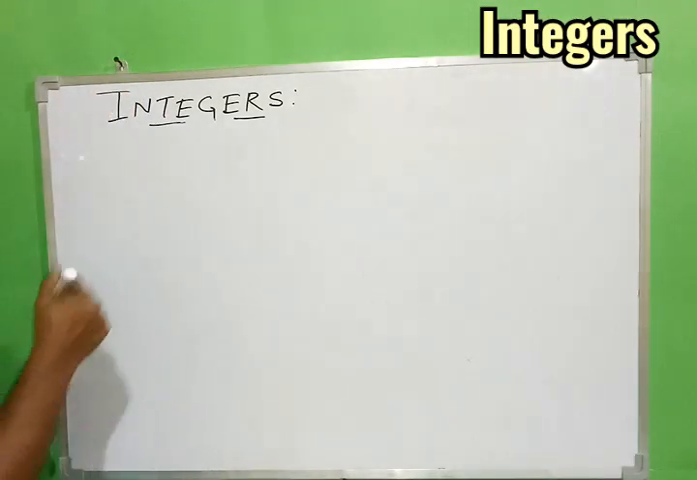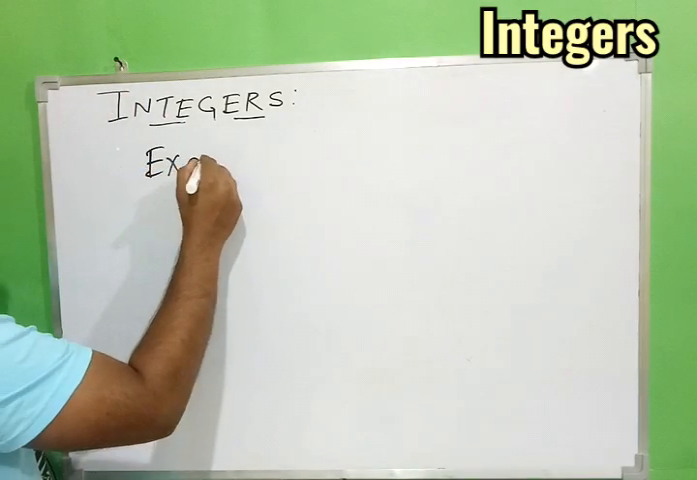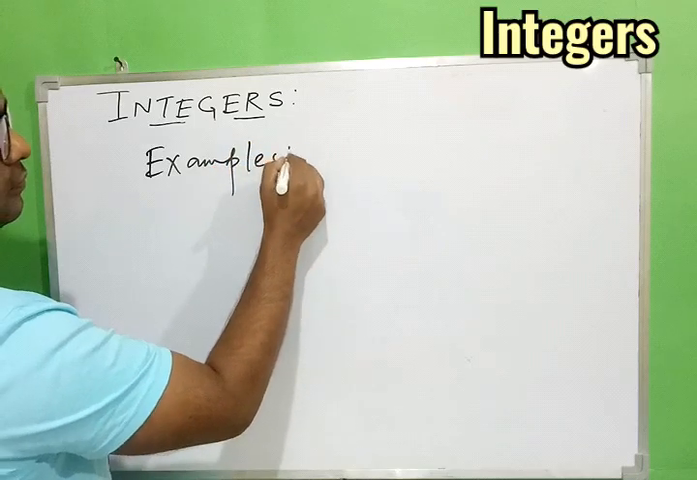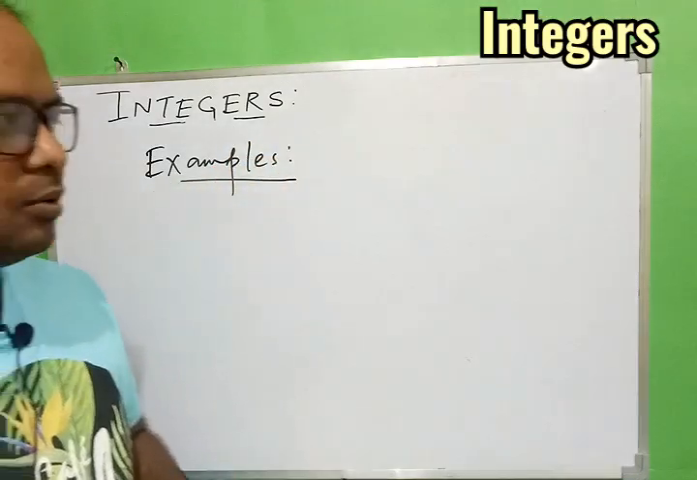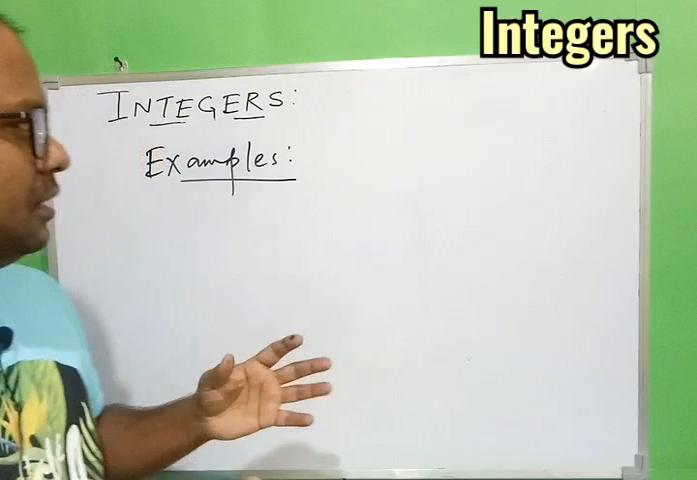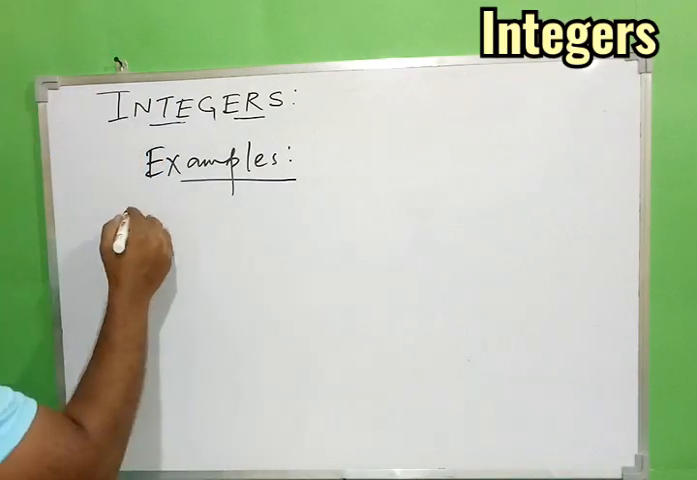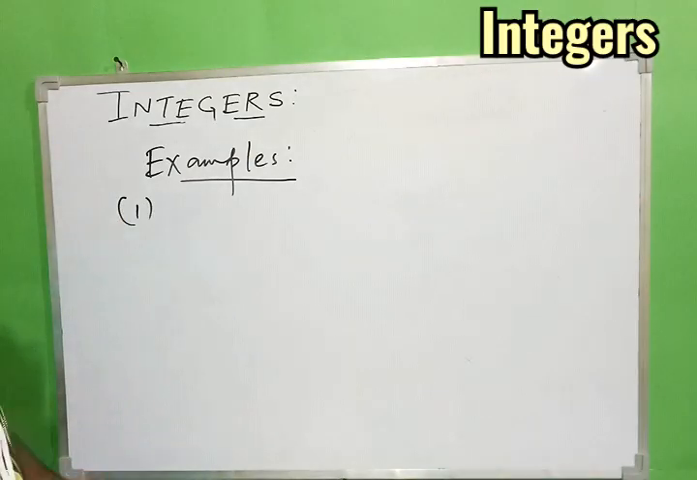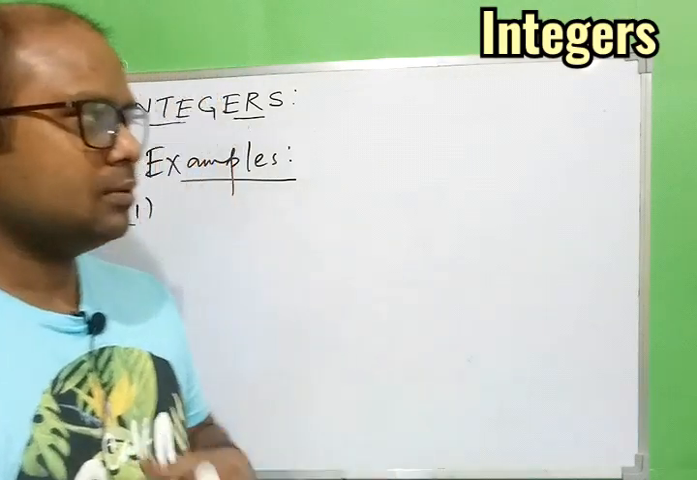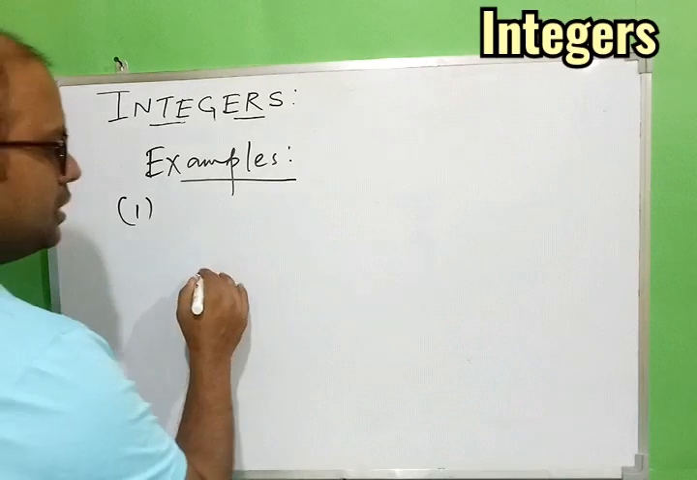Now to understand some examples of integers, means from daily life, how we can use the concept of integers in daily life, that we can understand with the help of some examples. So let's take example 1 very first. That is how we are using positive and negative numbers in daily life. Okay, so just take an example.